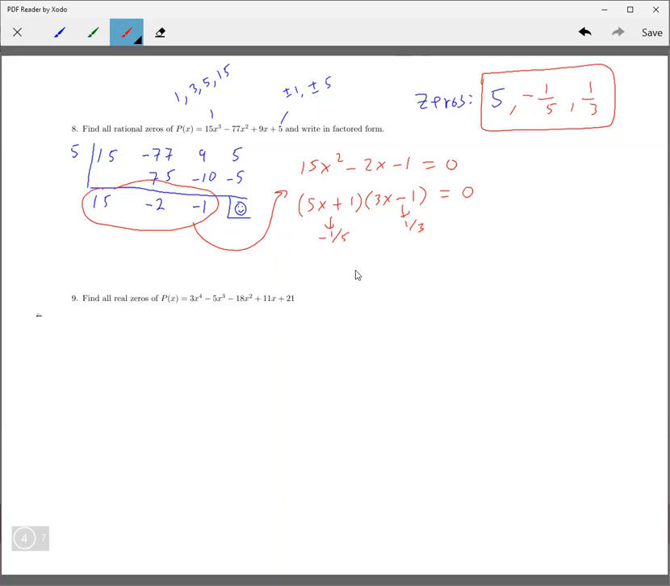And that means that it's going to factor into x minus 5 is from here, and then these two terms, like that. So you get that.